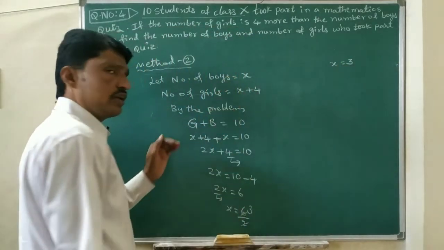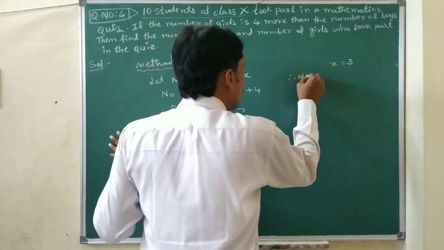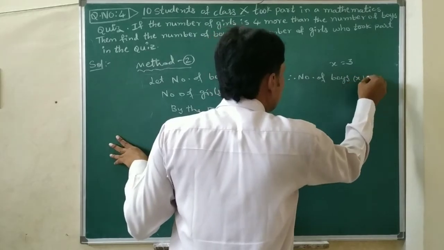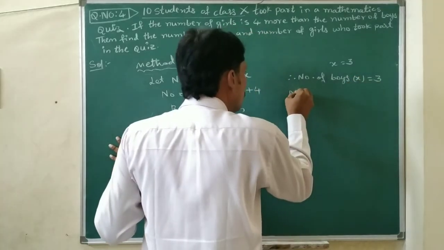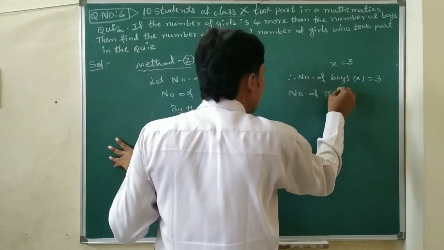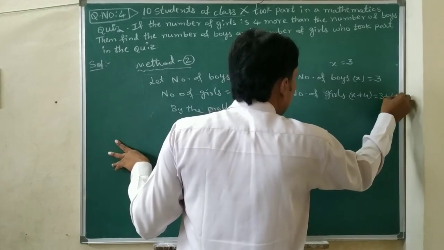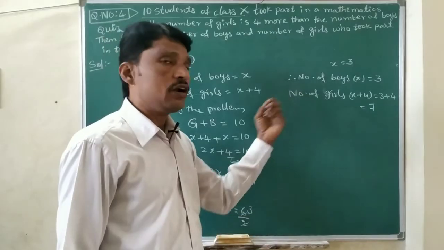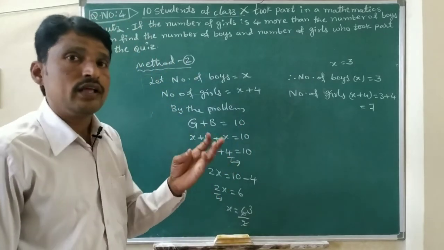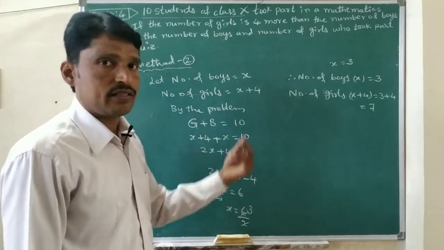x means what we took here? Number of boys. Therefore, number of boys equal x equal 3. So number of girls, x plus 4 equal 3 plus 4, that equals 7. When we have to use this method, in the examination point of view, they will ask in 1 mark or 2 marks. We need to follow like this.